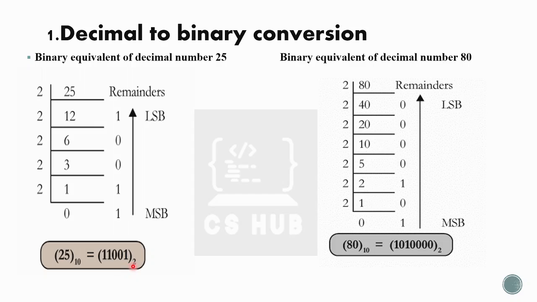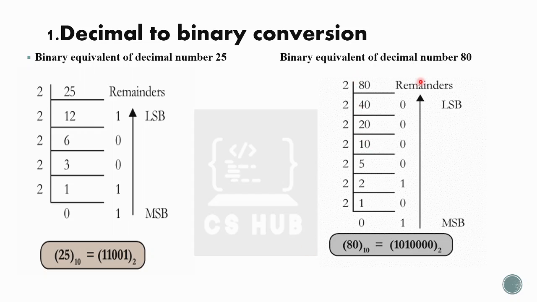And don't forget to write this 2 over here. That is the base of the binary number system. Only the decimal number system can be written as such, like 25, like 80. It's not compulsory to record the base on a decimal number, but for other number systems we have to write the base to denote that the number is of that particular type. By recording 2, we know that this is a binary number.